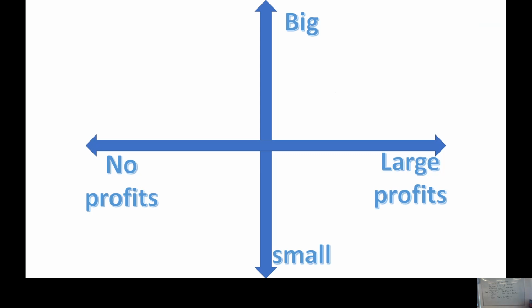Just a quick something for you to think about. Where do you think big and small businesses go? So of those businesses, do you think that big businesses make large profits, big businesses make small profits, small businesses make large profits, or small businesses make small profits? Just think where you might put those businesses you've just seen.